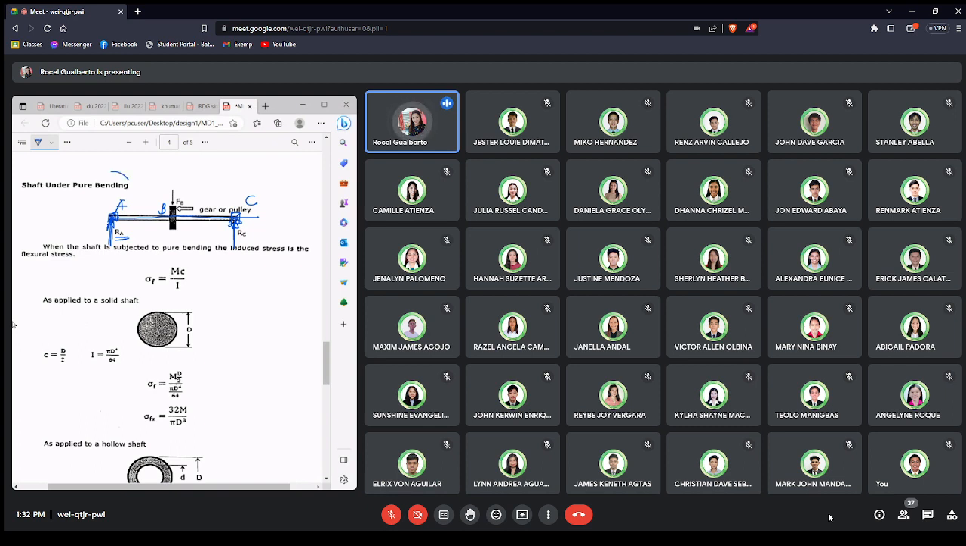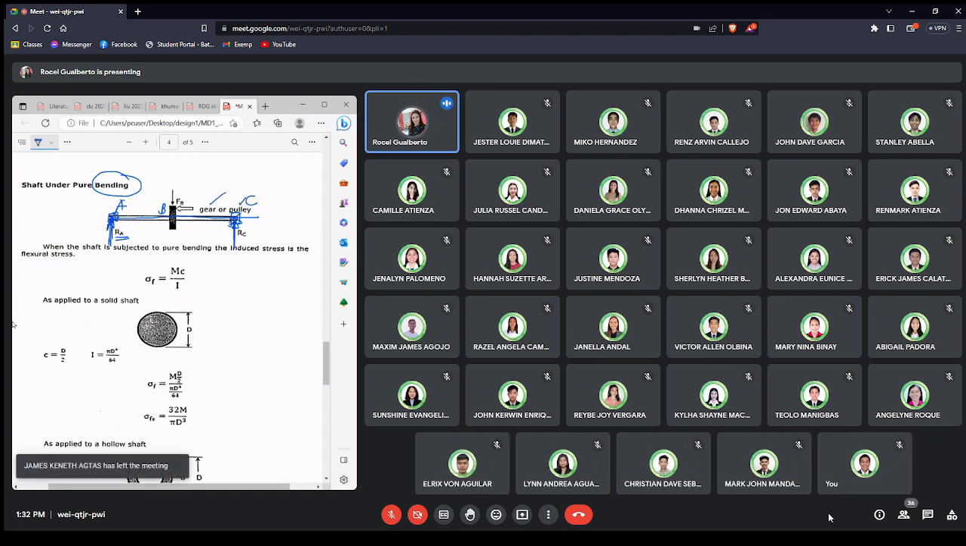And then, paano po ba malalaman mo na merong bending yung shaft? If you see there is a gear or a pulley loaded to your shaft, then that serves as the bending load. Again, if there is a gear or a pulley loaded to your shaft, then that contributes to the bending load. So, ito po yun. May gear, may pulley dito. So, yun po mismo, yun yung mag-serve as the bending load of the shaft.